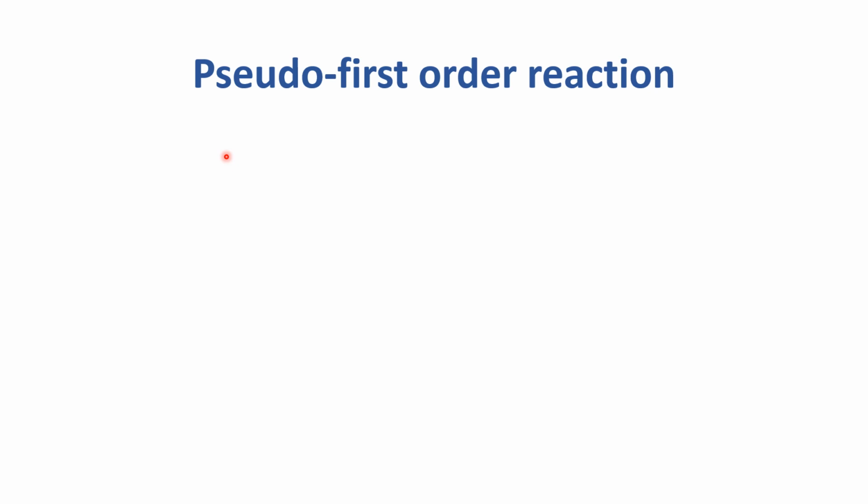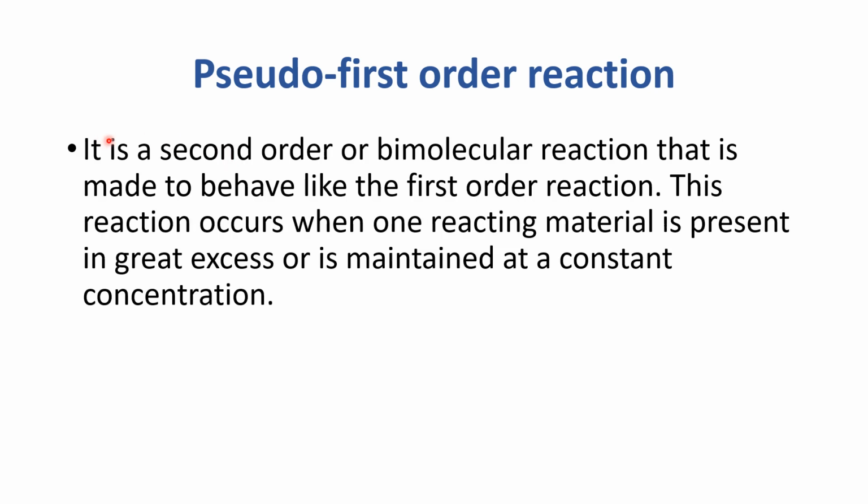Next there is a term called pseudo first order reaction. It is a second order or bimolecular reaction that is made to behave like a first order reaction. This reaction occurs when one reactant material is present in great excess or is maintained at a constant concentration. In reactions where two molecules participate and the order depends on both molecules, we either take a very large concentration of one molecule or keep its concentration constant, because of which the rate of reaction does not depend on its concentration and becomes independent of it.